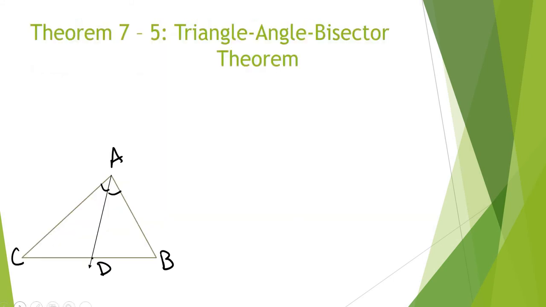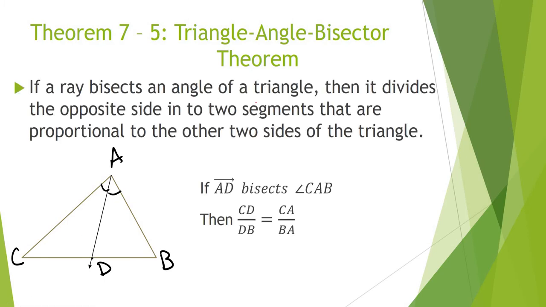So our last theorem is the triangle angle bisector theorem. If a ray bisects an angle of a triangle, that's my ray, AD, then it divides the opposite side into two segments that are proportional to the other two sides of the triangle. So again, write that down, write the diagram down. So if AD, that's my ray, bisects angle CAB, then CD is proportional to DB as CA is proportional to AB.